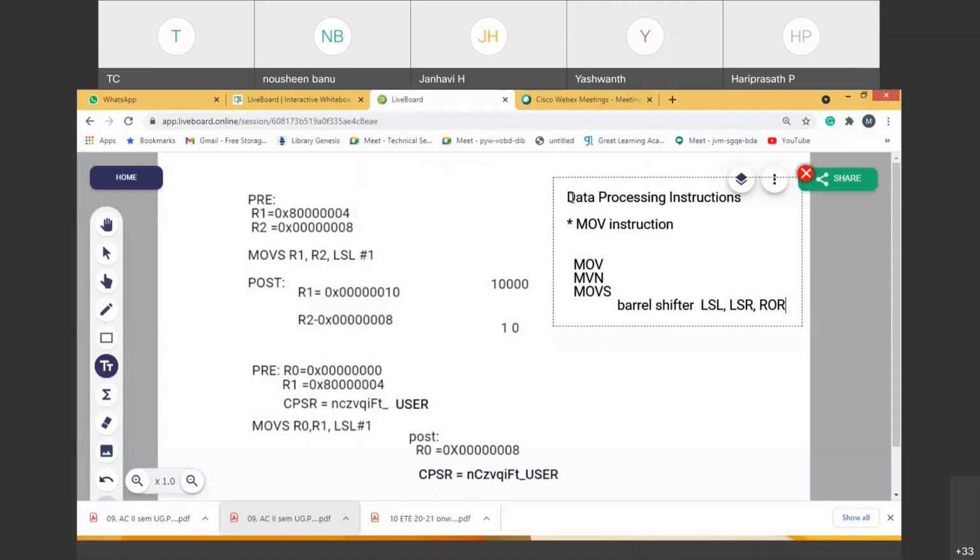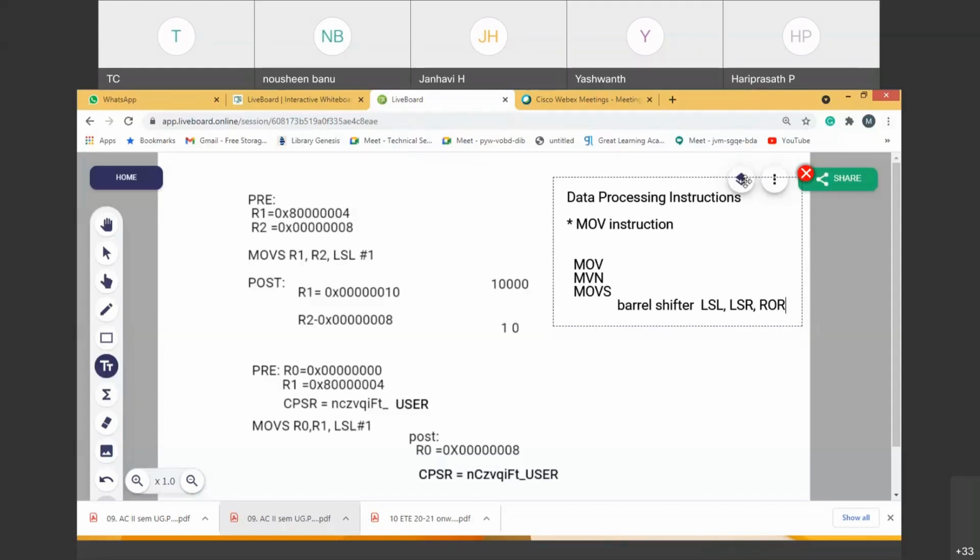How is the CPSR change shown? By making that particular letter capital. Please see there: CPSR NZCVQIFT underscore user remains the same, only C is made capital. It means the carry flag is set. This is how move instructions are utilized.